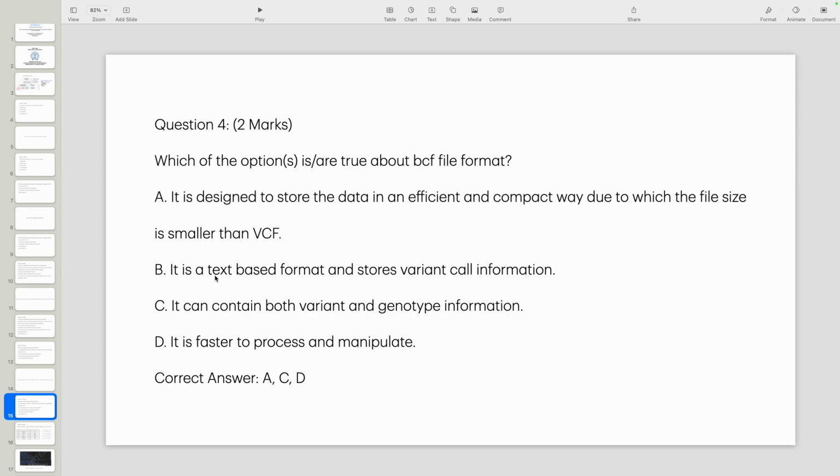It is a binary file. It is not a text-based file. It stores the variant calling information. So the correct answers for this question are A, C, and D.